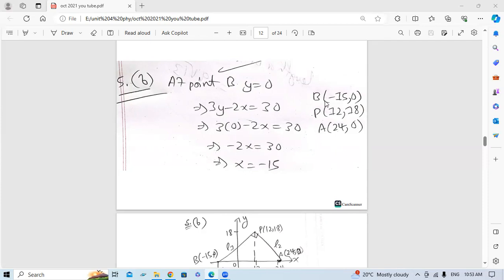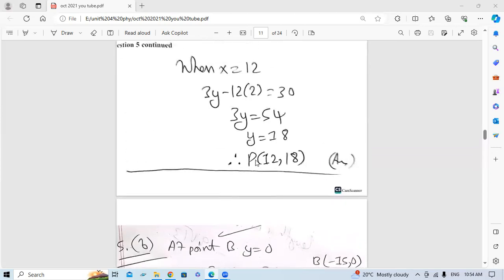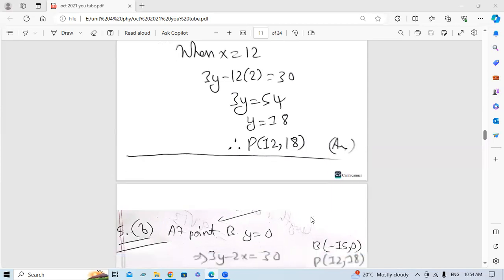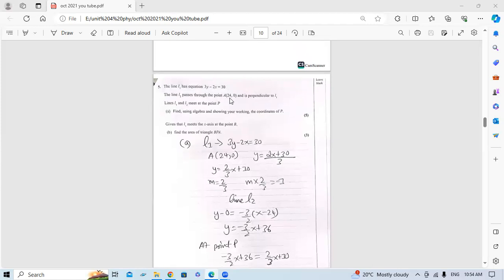So at point B, the coordinates will be (minus 15, 0), and we already know the coordinates of P and A. P is (12, 18) as stated, and in A, it's already mentioned (24, 0). The line L2 passes through the point A (24, 0).